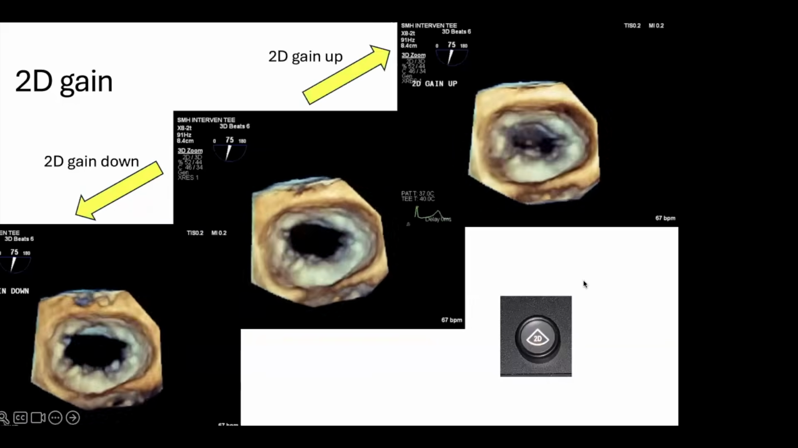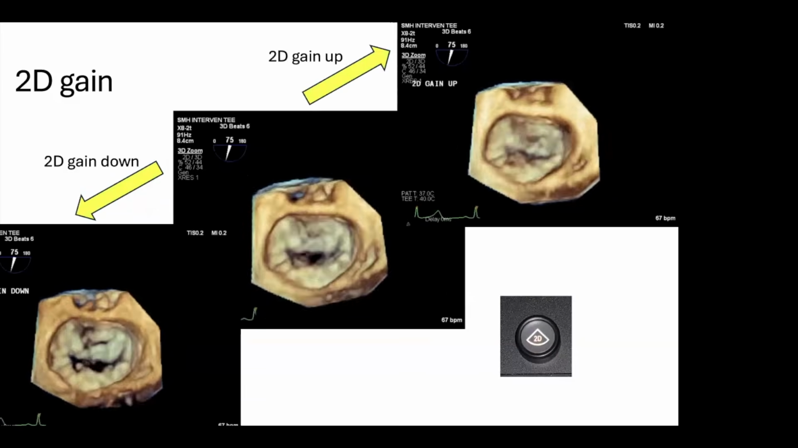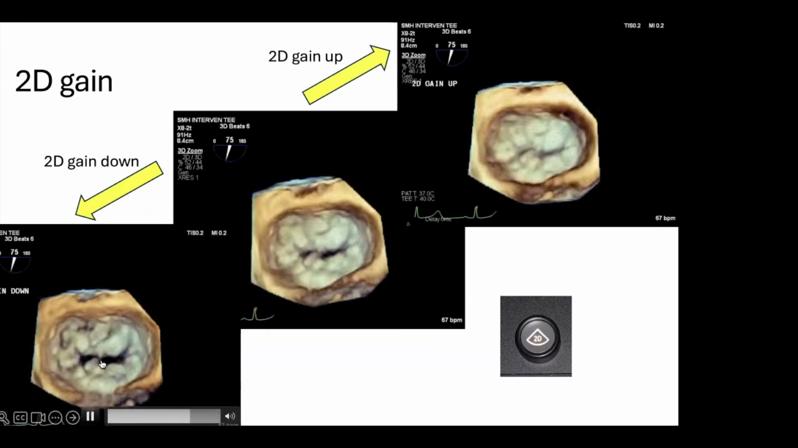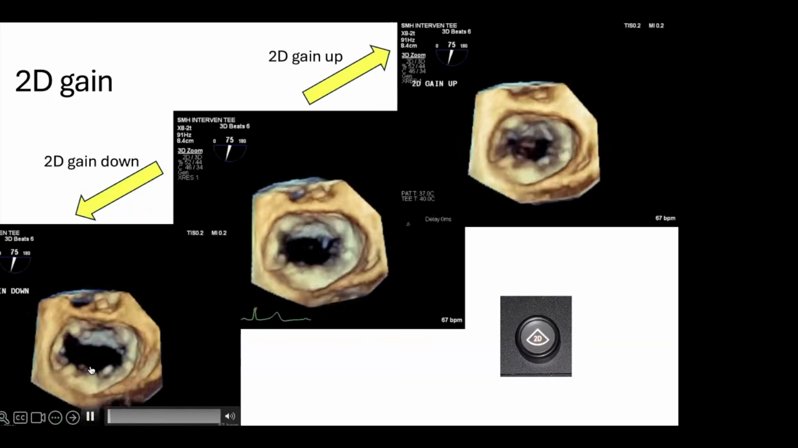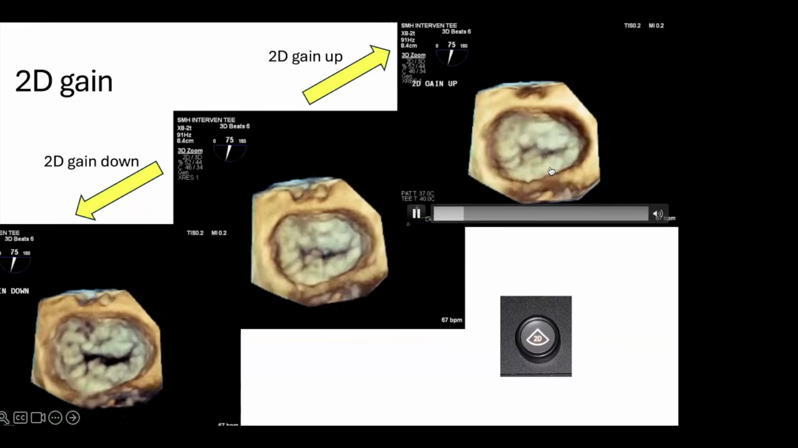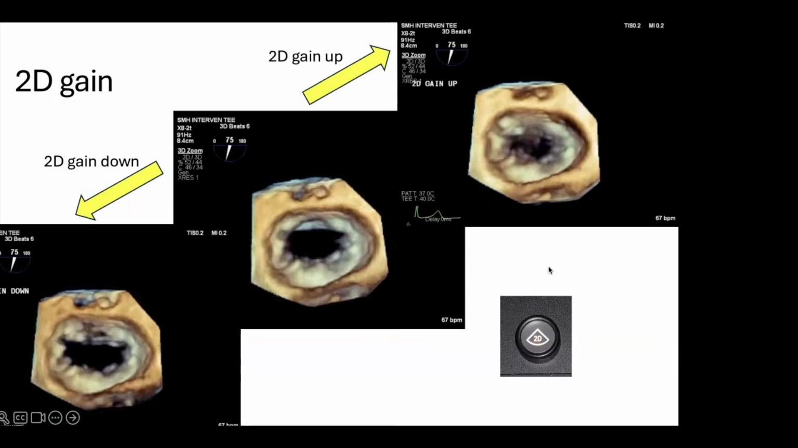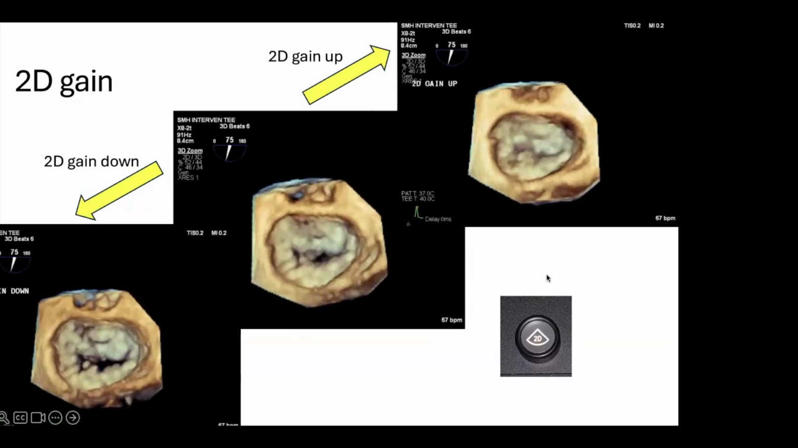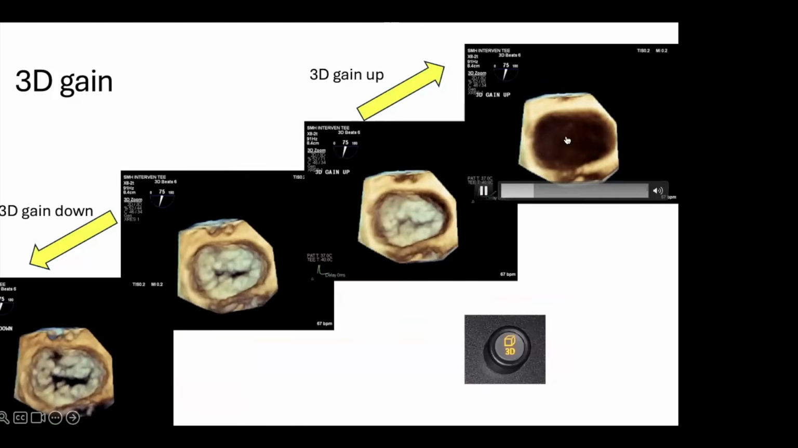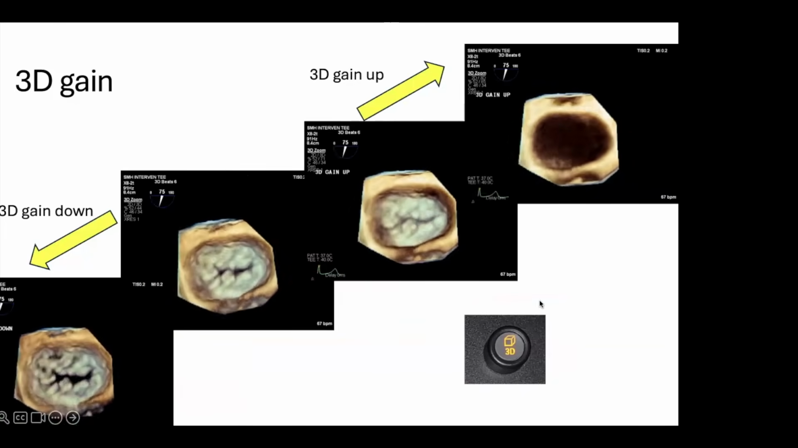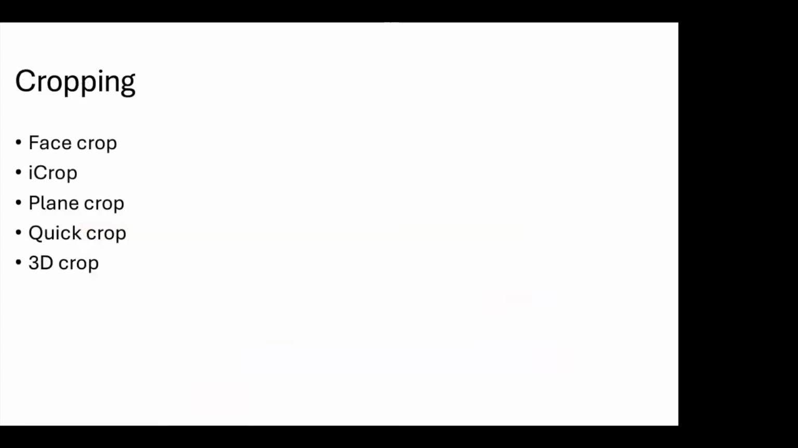And so these are examples, and it's always trying to find a balance with your gain where you don't make these artificial holes. Like if you turn up the 2D gain too much, you'll create these holes in the valve that aren't necessarily there. But if you increase the gain, you'll start to have some smoke in the atrium. So it's a balance there, and that's true with both 2D gain and then with 3D gain as well. If you turn up the gain too much, you'll start to have a lot of smoke, and you won't actually be able to see the valve. So taking some time to optimize that, I think, is very important.